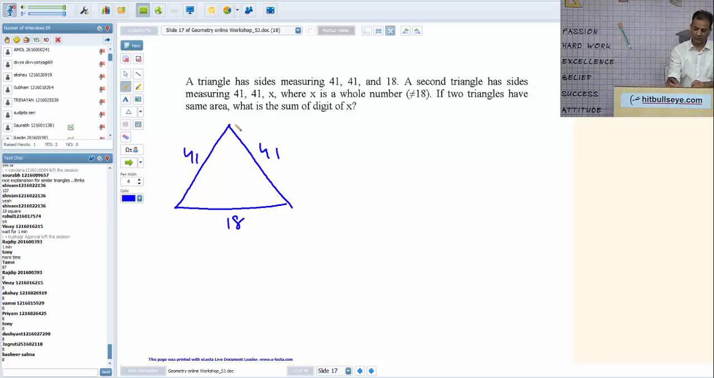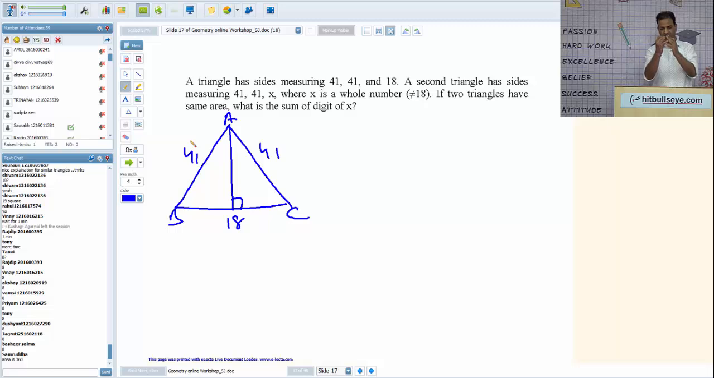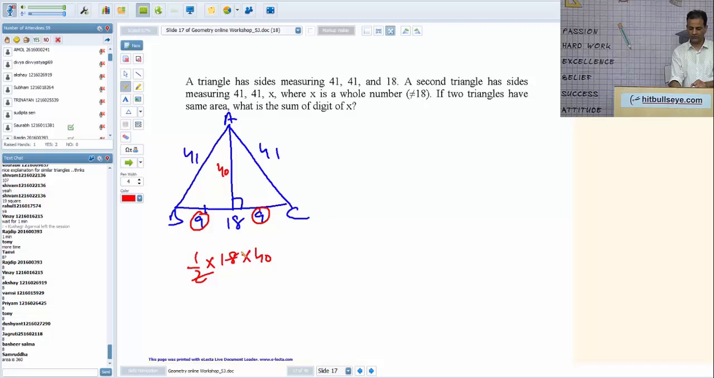If you know the formula, from vertex A, suppose ABC is the triangle. If I draw the altitude from A, since the triangle is isosceles, it will divide the base into two equal parts. It will be 9, 9, because 18 can be divided into two parts, 9 and 9. So 9, 40, 41 can be one triplet, and the triangle can be divided into two right angle triangles. So the area will be half into 18 into 40. This will be 360. The area of the triangle will be 360.